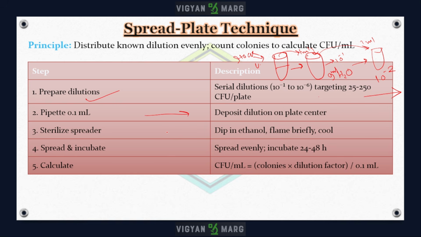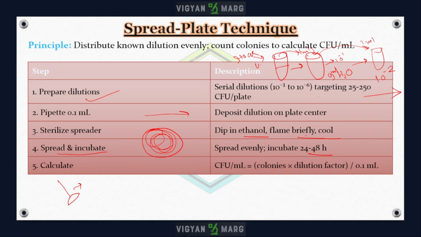like this. And you have to now sterilize the spreader. Now you have a spreader for the spread plate technique. You need to dip it into the ethanol and flame briefly and give some time to cool it down. Okay, now spread the sample evenly throughout the plate, and incubate for 24 to 48 hours.